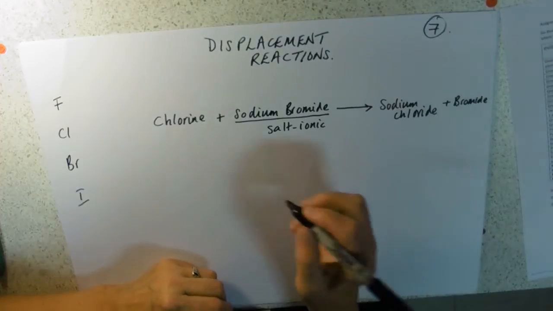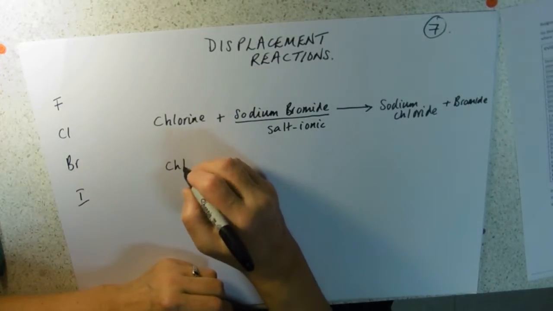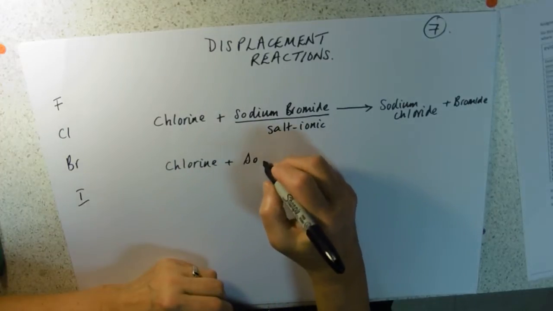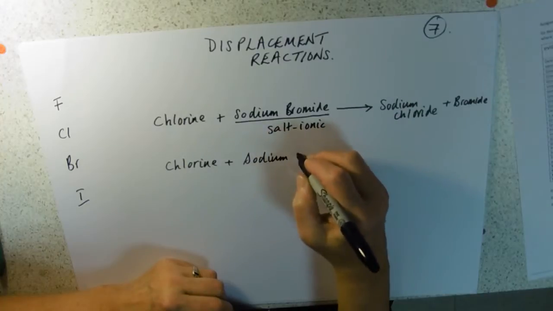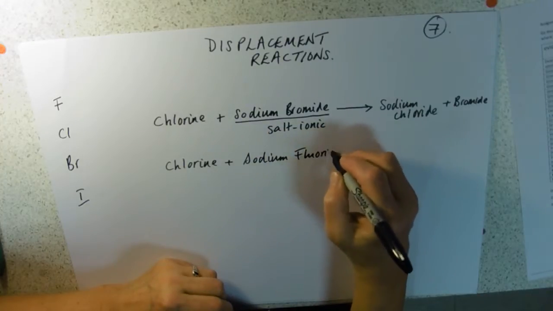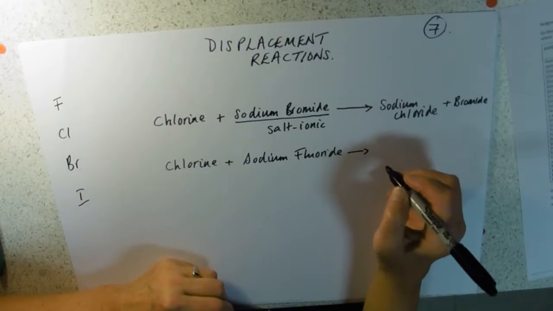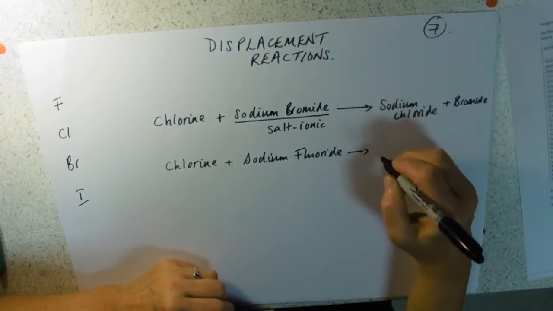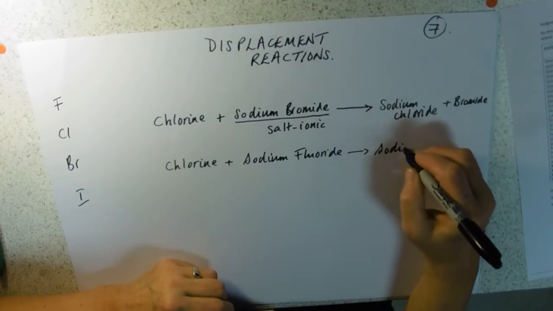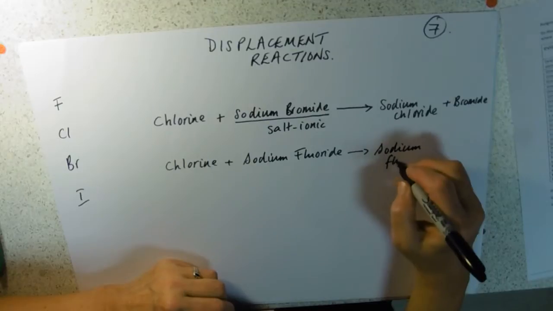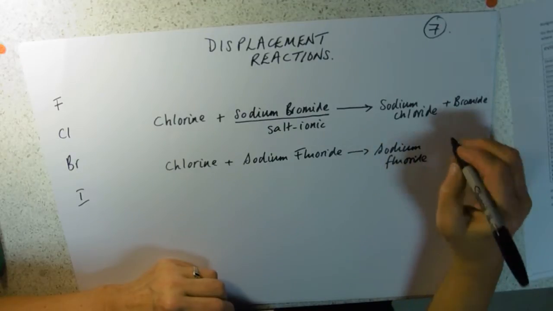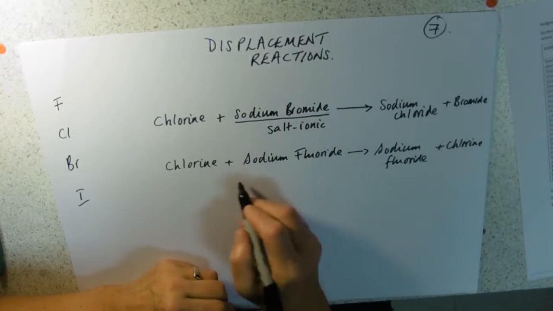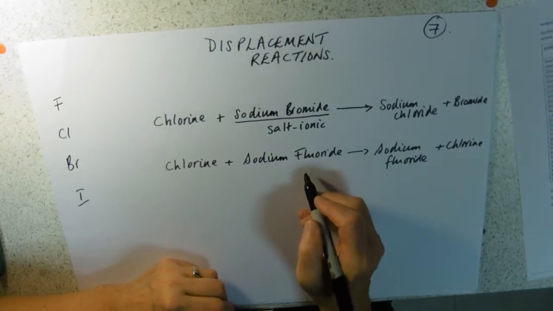If we do chlorine and sodium fluoride, then chlorine isn't more reactive than fluorine, so we're just left at the other side with the same things that we had in. So we've got the sodium fluoride and chlorine. Nothing's going to happen because it's not strong enough to displace that, it's not reactive enough to displace it.